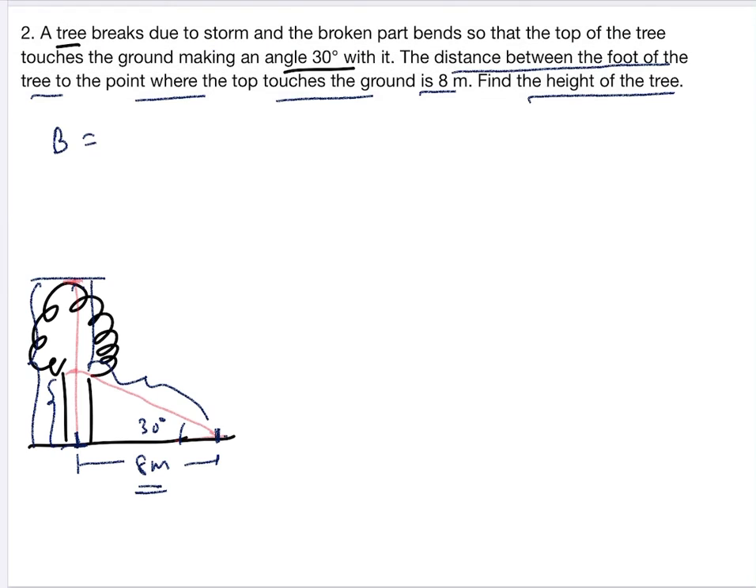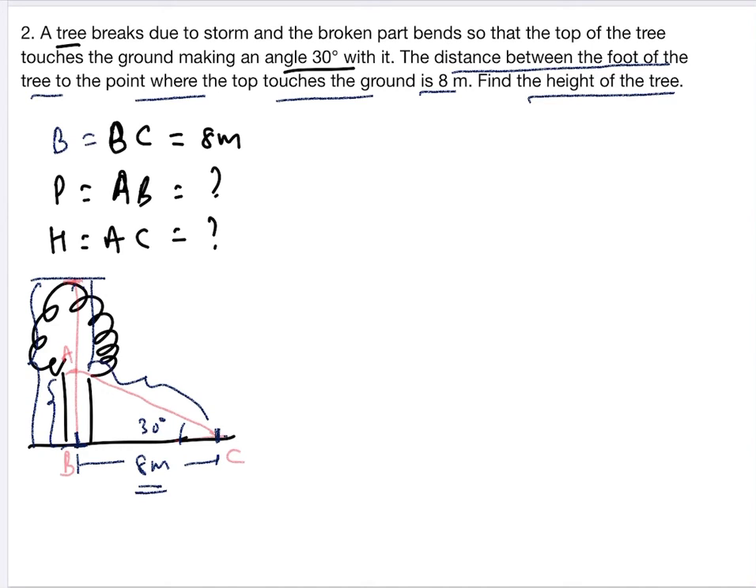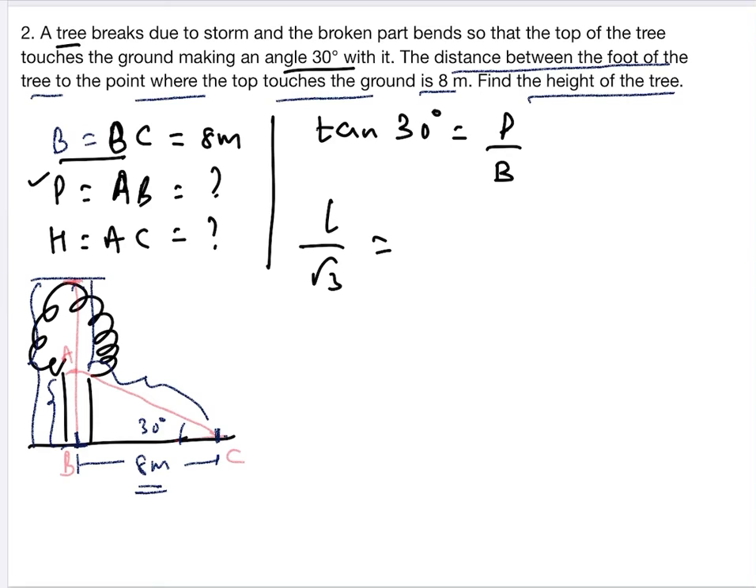Base is equal to, let us name it triangle A, B, C. So the base is equal to BC and that is equal to 8 meter. We need to find AB and we need to find hypotenuse AC also. Okay, so let us go ahead. We have base, we need to find P. So we will take tan theta or tan 30 degree is equal to perpendicular by base. So 1 by root 3 is equal to P, which is AB, and BC is this.